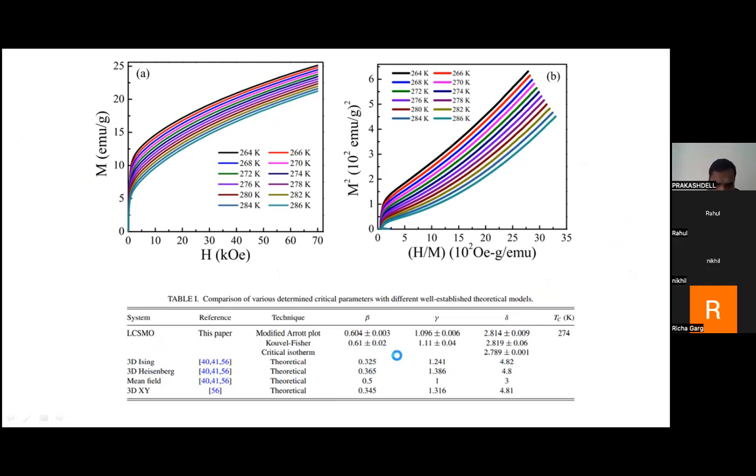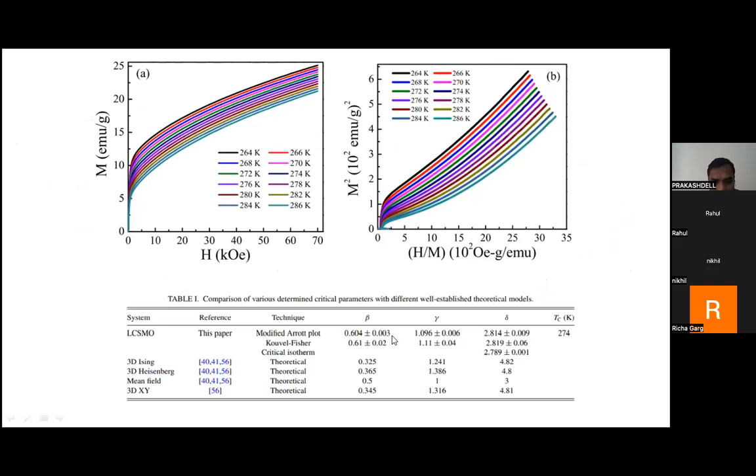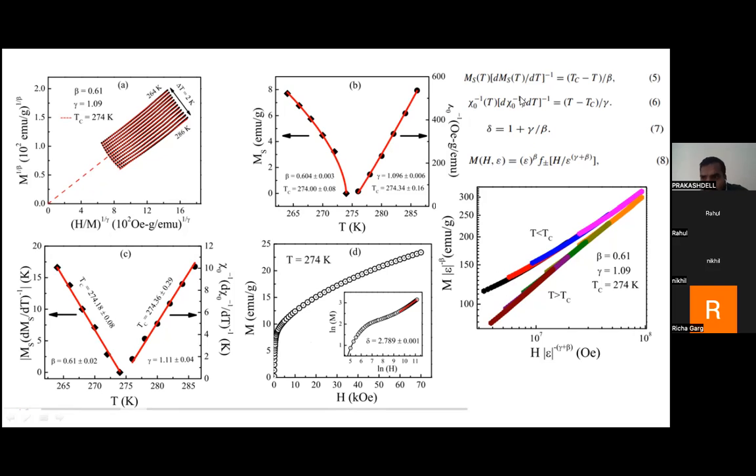And this is the 3D Heisenberg model, where your beta, gamma, and delta values have to be like this. And the mean field theory, which is very familiar to almost all people who are working in magnetism, has to be like this. So you see, you can clearly see at what value it falls: beta is 0.61, gamma is 1.09. So it doesn't fall into any of these categories, and therefore it has been mentioned over here. It is neither 3D Ising, nor 3D Heisenberg, nor mean field, nor 3D XY. It is a totally new critical exponent obtained from the magnetization study, and this is known as the Fisher curve.